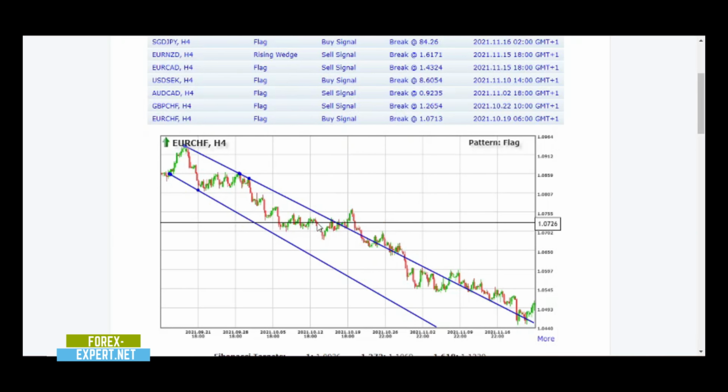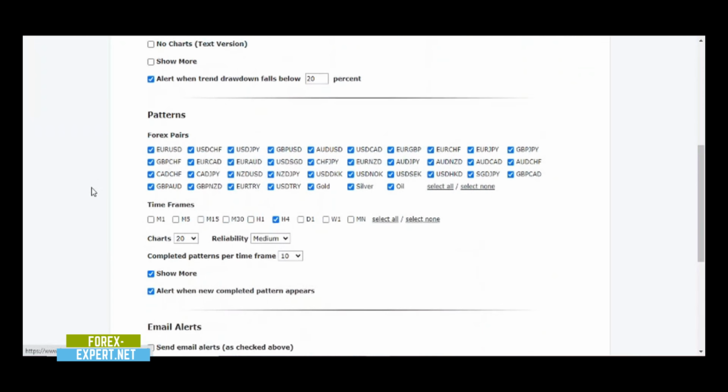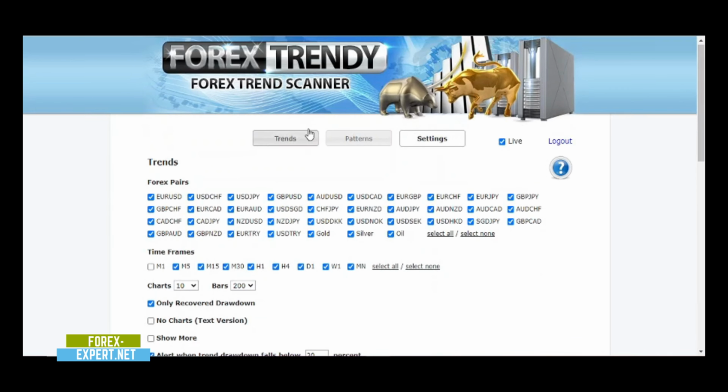This was a failure, as you can see, because the price continued to go down. It's a pretty strong downtrend, so it's very important to set a stop loss, because of course you're gonna win trades, but you're gonna find the losers too. Okay, but it's very important for you to know, I have reliability on medium. If you go on highest, you will find only the best signals.